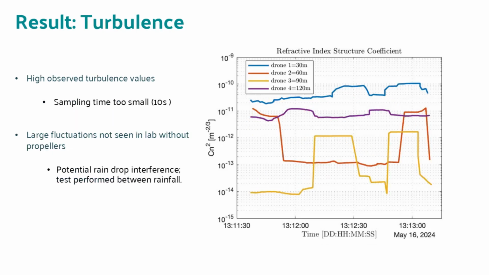And finally, regarding the turbulence, the measured values for the refractive index structure constant were extremely high. While not impossible according to the literature, they are at the upper edge of what is typically reported. One possible explanation is the short sampling time. We used 10-second intervals to try and capture temporal variations in turbulence. However, this may have been overly optimistic.